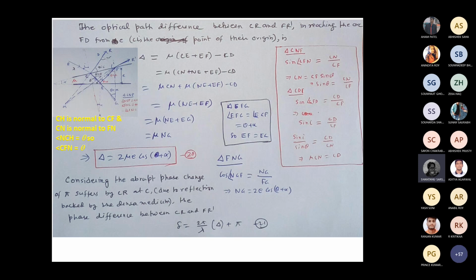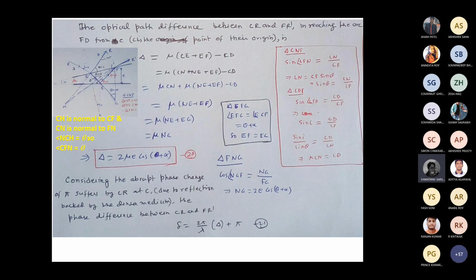Now if we take the triangle FNG and take cos NGF, cos NGF will be NG divided by FG. So NG is equal to FG cos theta plus alpha. Now if the thickness of the film here is e, at the point at which you have kept your eye, then FG will be twice e. So this becomes twice e cos theta plus alpha. So ultimately our path difference delta is equal to 2 mu e cos theta plus alpha.